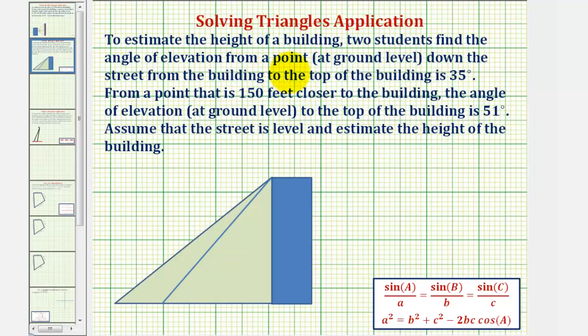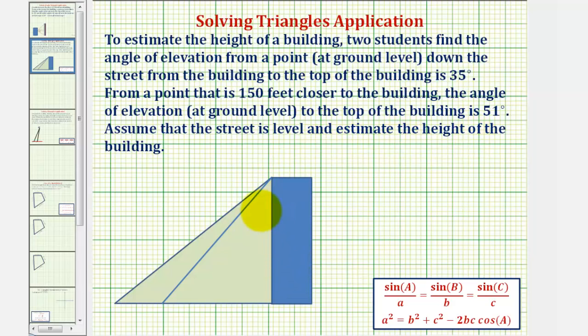To estimate the height of a building, two students find the angle of elevation from a point down the street from the building to the top of the building is 35 degrees. From a point that is 150 feet closer to the building, the angle of elevation to the top of the building is 51 degrees. Assume that the street is level and estimate the height of the building.